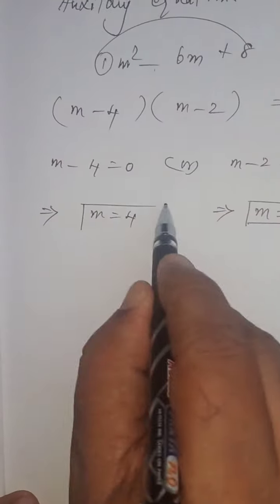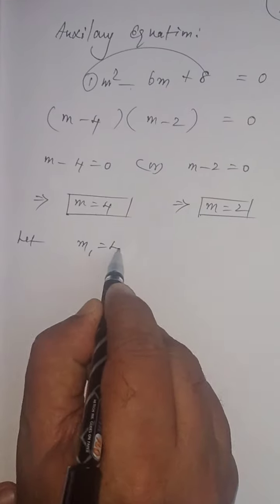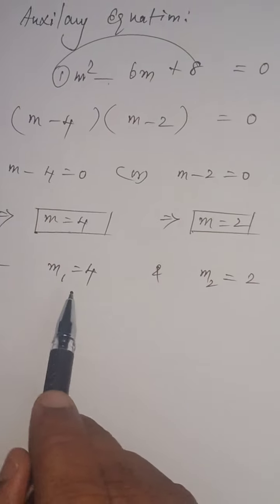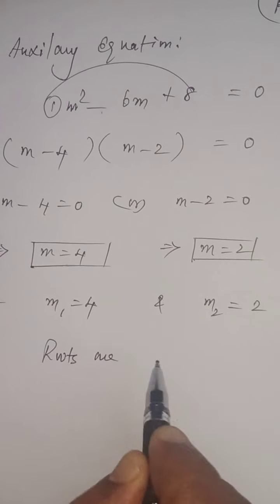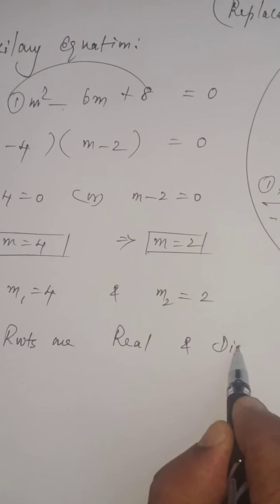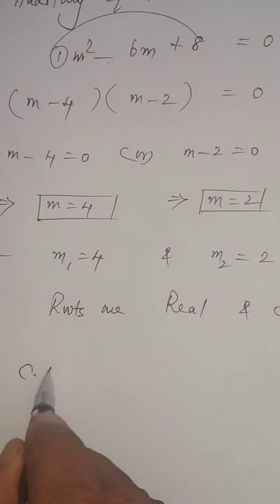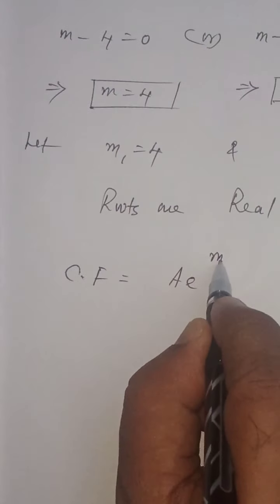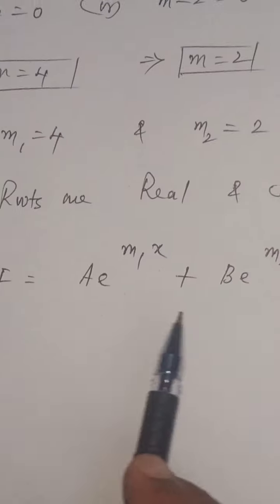So we have two different values of m. So you have to consider m1 equals 4 and m2 equals 2. Since they are different, I consider them as m1 and m2. Now the roots are real numbers, 4 and 2 are real numbers, and distinct. Distinct means different. In that case, already we discussed how to write the complementary function. Complementary function equals a into e power m1x plus b into e power m2x.